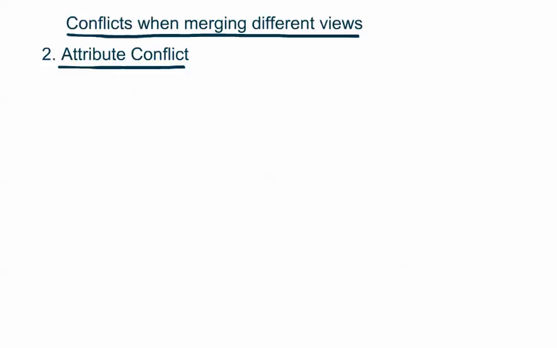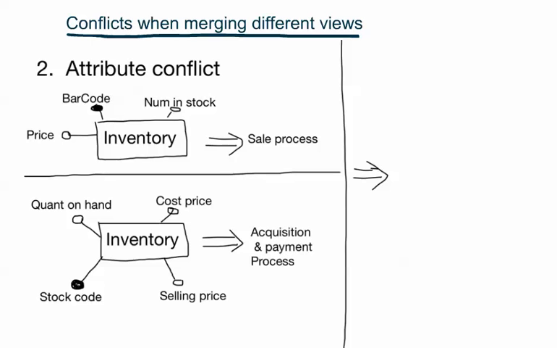Another conflict or problem that we can encounter when we try to merge different views is called an attribute conflict. So let's have a look at this situation. In this scenario, you might have had two teams working both on an inventory entity. Let's say, for example, in sales and collection, you have an inventory entity because you are selling inventory. And you can also have inventory in acquisition and payment because we buy inventory.